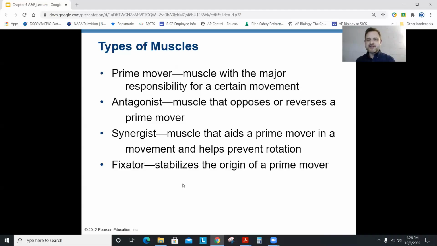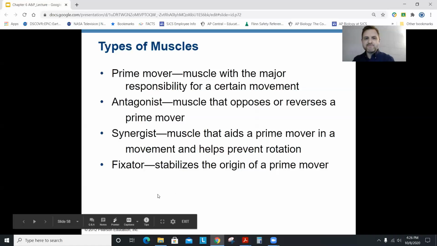A fixator is a type of synergist. There are things like in your knees or your shoulders that help stabilize the origin. When a muscle moves, the insertion moves towards the origin. But sometimes the origin might be moving too because you're putting pressure on it. A fixator prevents the origin from moving when the insertion is moving, okay?